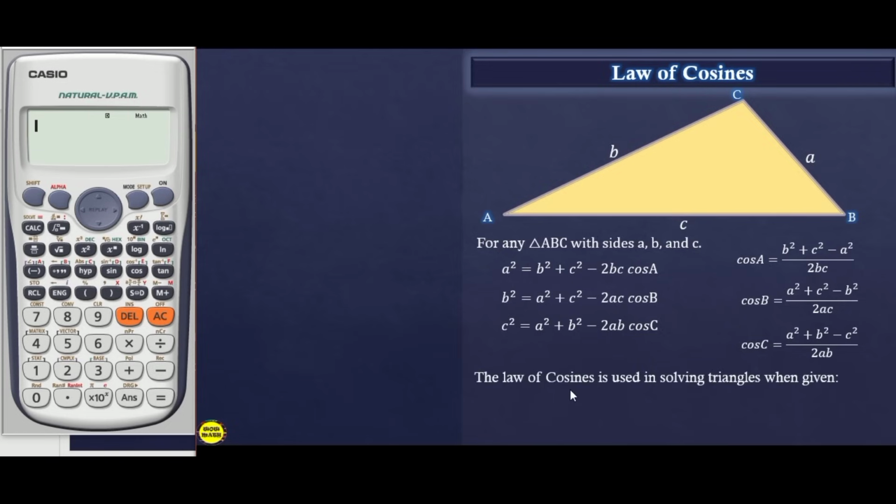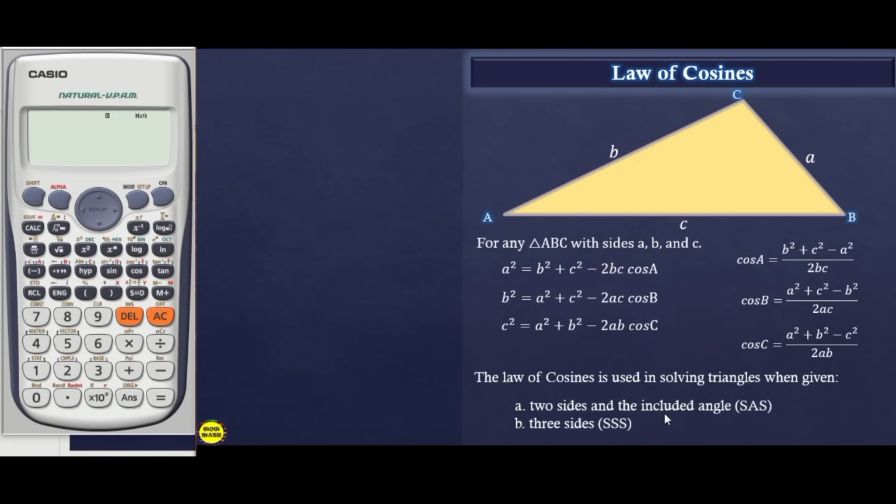The law of cosines is used in solving triangles when given two sides and the included angle. So, ito yung sinasabi ko, SAS. And then, if ang given po natin ay three sides, yung SSS. So, madali naman natin siyang ma-identify kasi ipapakita naman po natin yung figure, or given naman po yung ating figure. So, take note po that it must be an included angle.